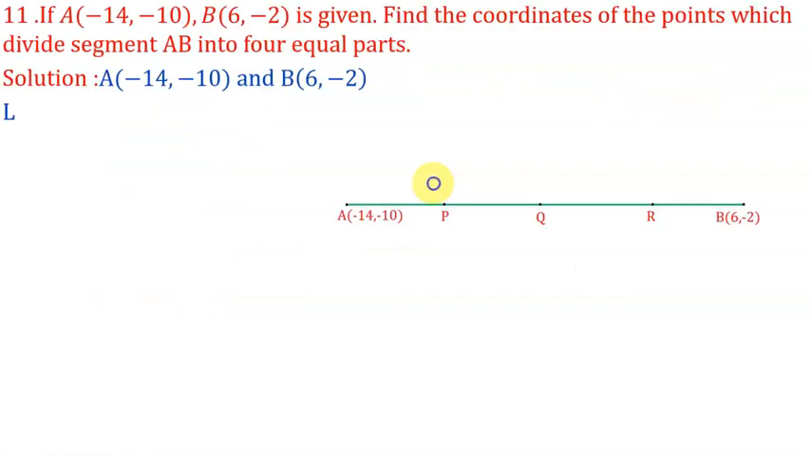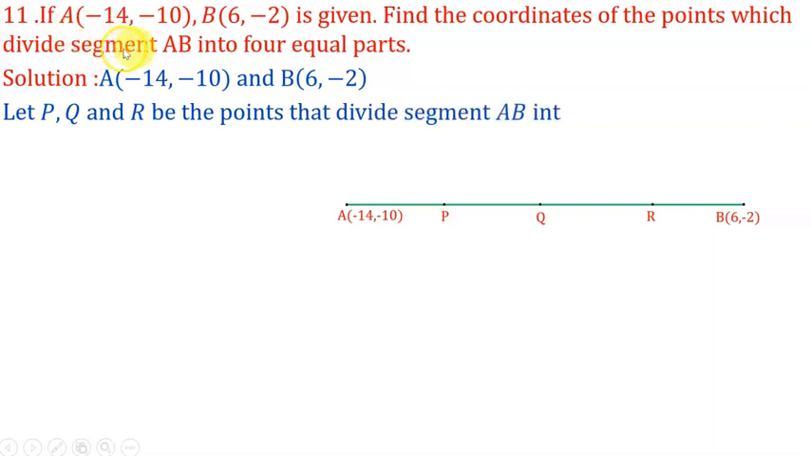Now next example. If the coordinates of the point A are -14, -10 and B is 6, -2, find the coordinates of the points which divide AB into 4 equal parts. आता ते A आणि B हे एंड पॉइंट्स आहेत लाईन सेगमेंट AB चे. आता 4 equal parts means the points P, Q, R divide segment AB into 4 equal parts.